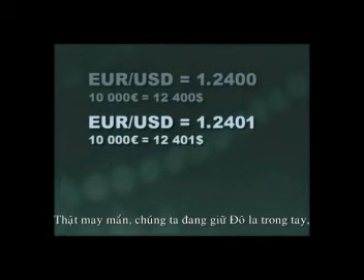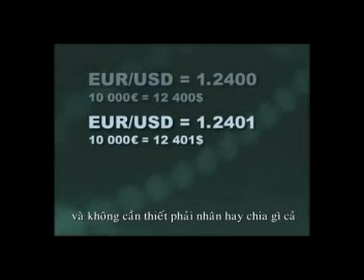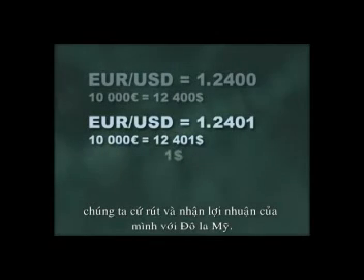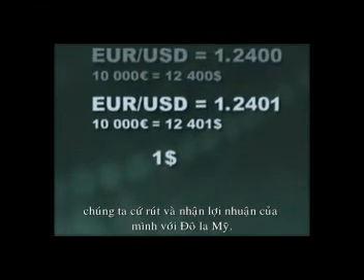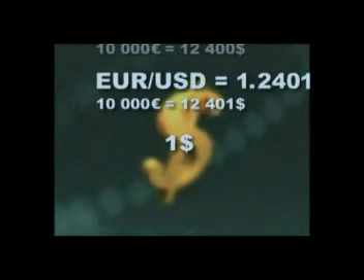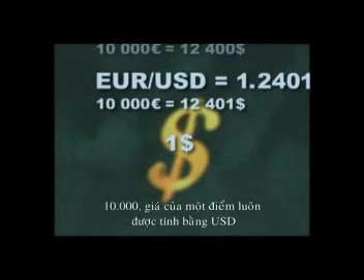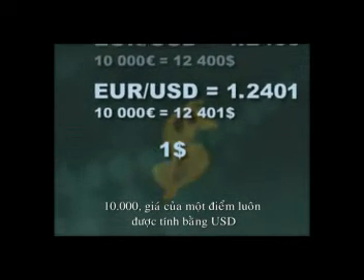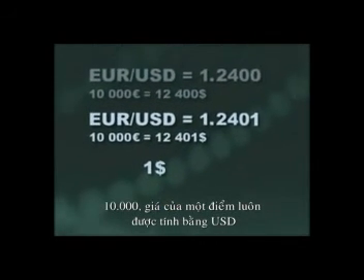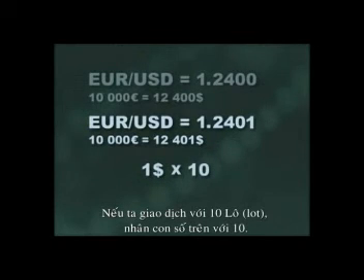We're in the money. And there's no need to divide or multiply anything. We take our profit in dollars only, and we have received our profit also in dollars. When the US dollar is not the base currency in a pair, with a lot of 10,000, the price of a point is always $1. And if you're working with 10 lots, just multiply your profit by 10.